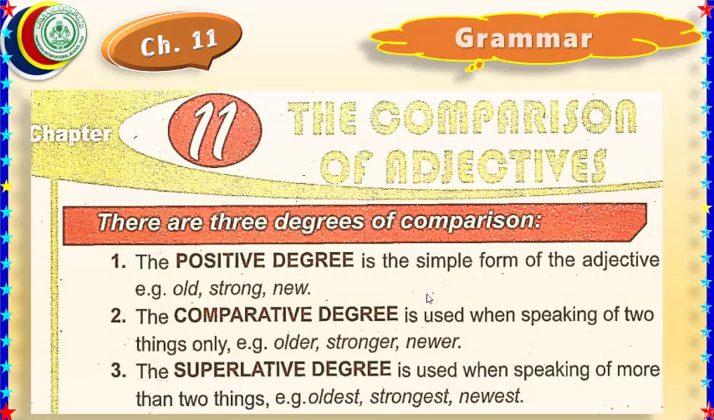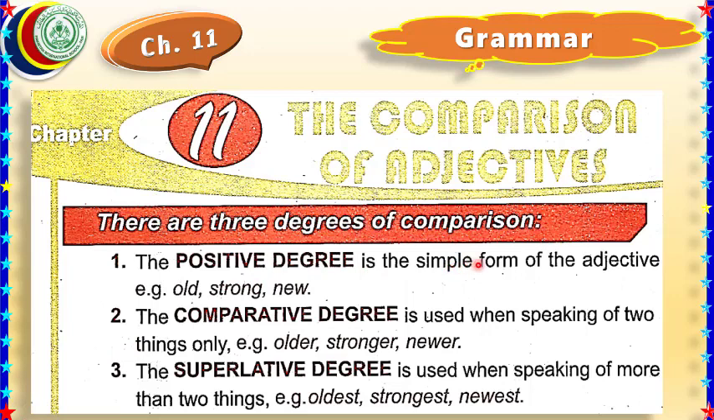Yes, students, we have done this exercise. Now we shall move to the grammar. In grammar, we are going to start chapter 11. This is about the comparison of adjectives. The comparison of adjectives. There are 3 degrees of comparison. How many degrees are there? 3. What are those? The positive degree.